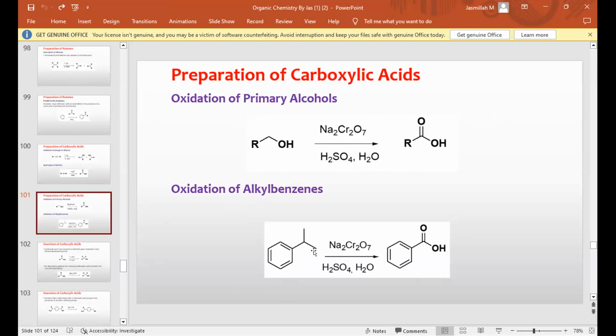Oxidation of alkyl benzene. The oxidation of alkyl benzene in the presence of this will give us this carboxylic acid, the benzoic acid.